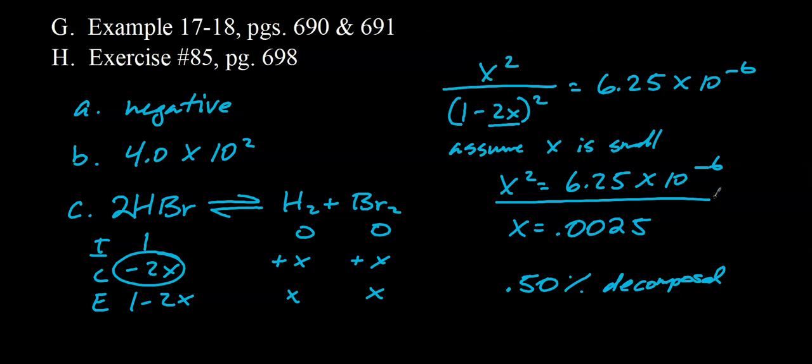Plug that in here. So we need 2 times, because it wants to know how much decomposed, how much reacted. 2 times that is 0.0050. Change that to a percent, so multiply by 100, we get 0.50% of the HBr reacts.